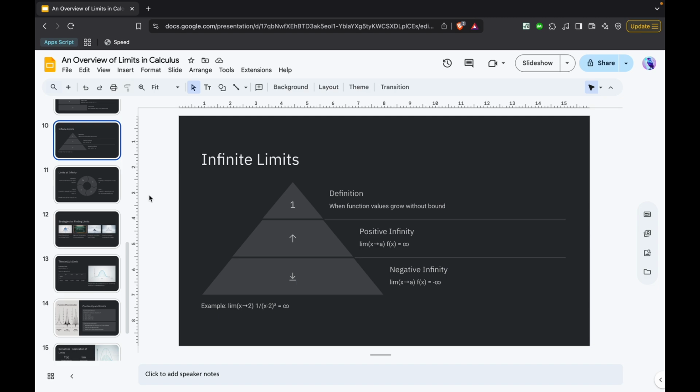Now, that's positive infinity, but negative infinity is pretty much the exact same thing, except it's negative. Now, an example is where you have 1 divided by 0, because 2 minus 2 is 0, 0 squared is equal to 0, and 1 divided by 0 is equal to infinity.